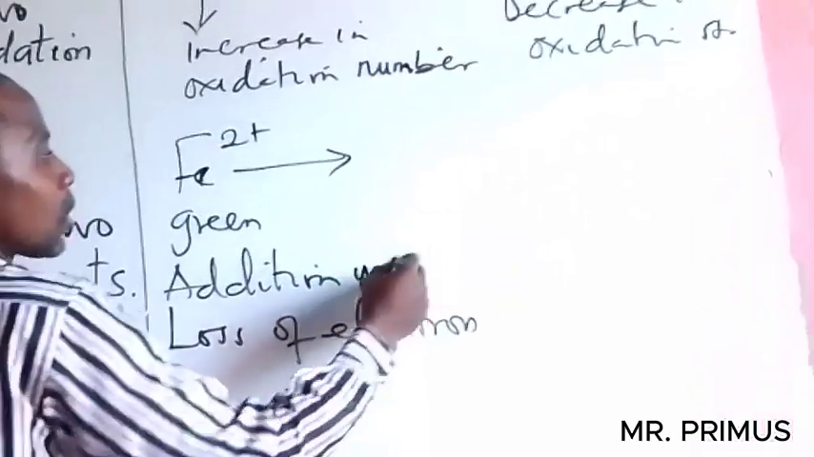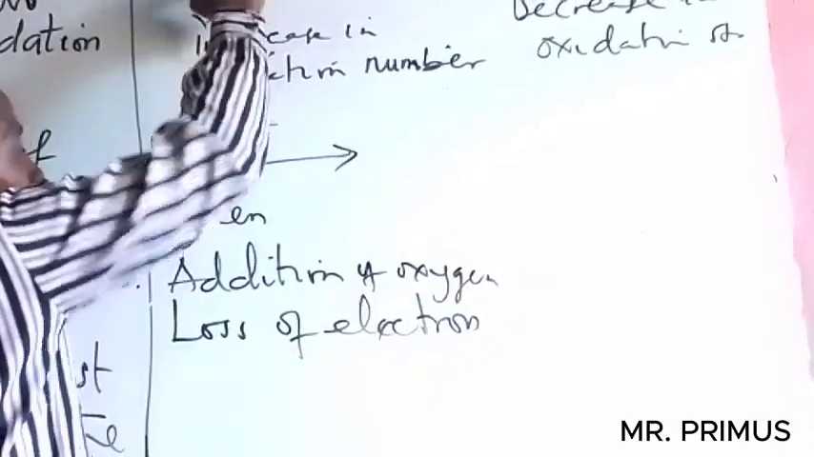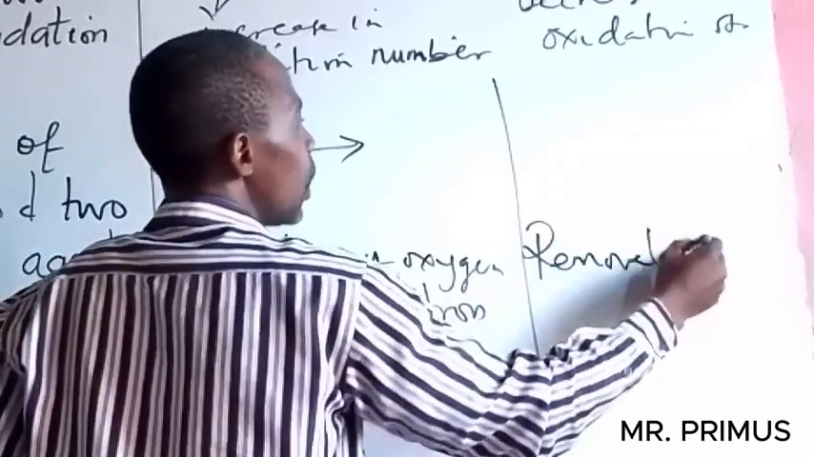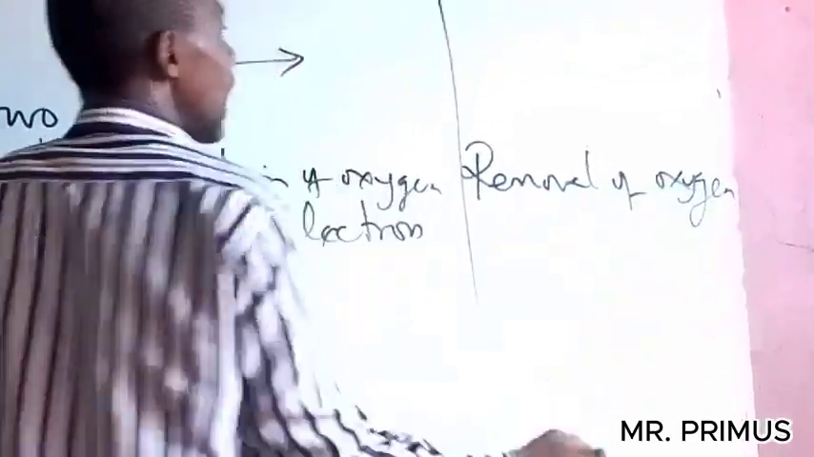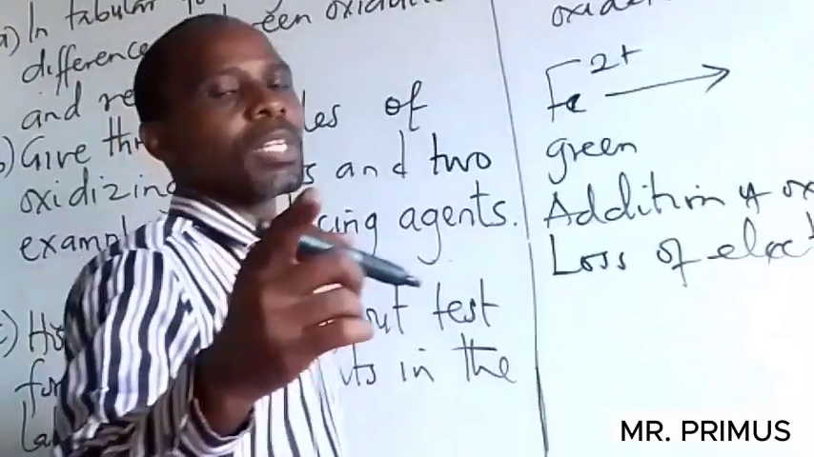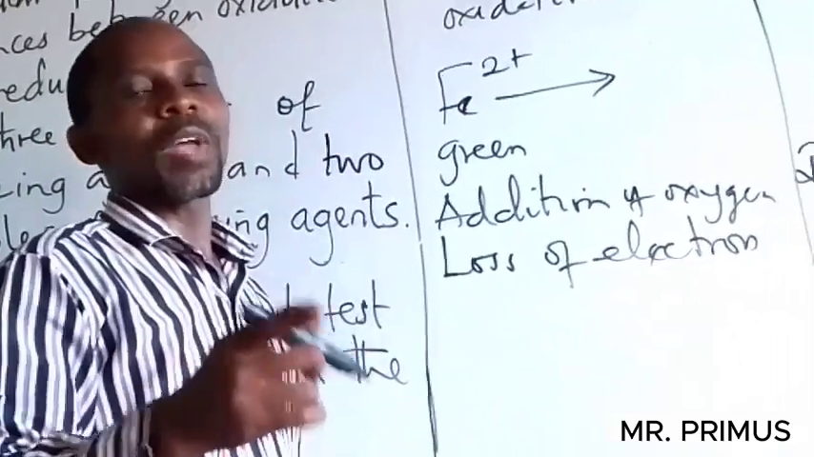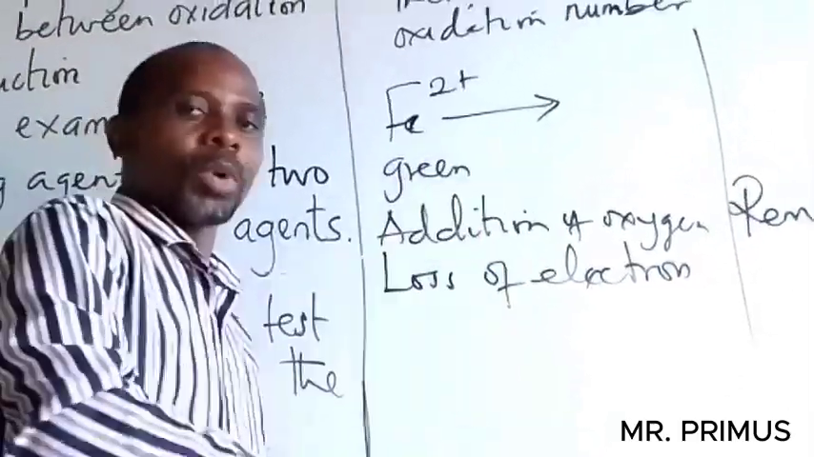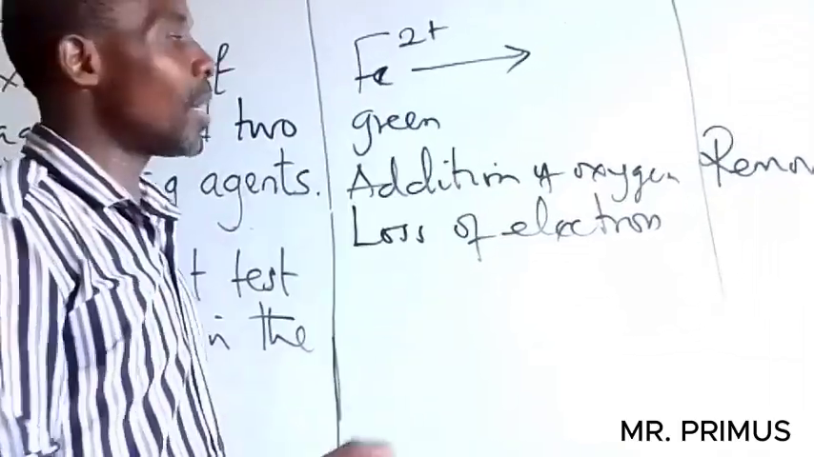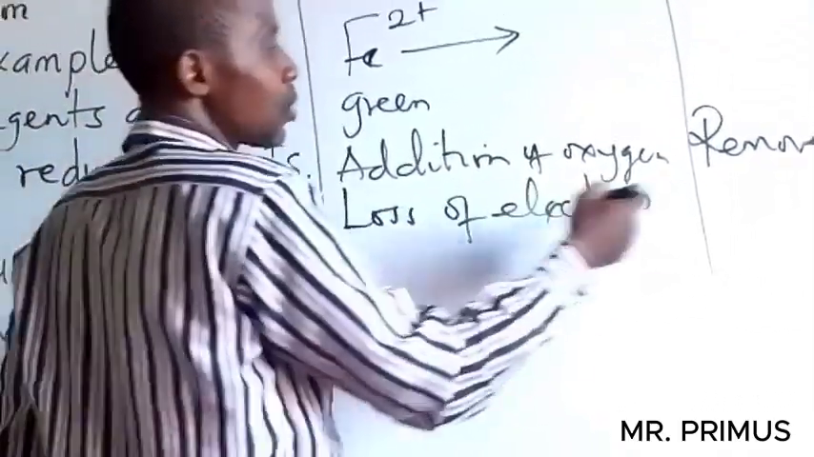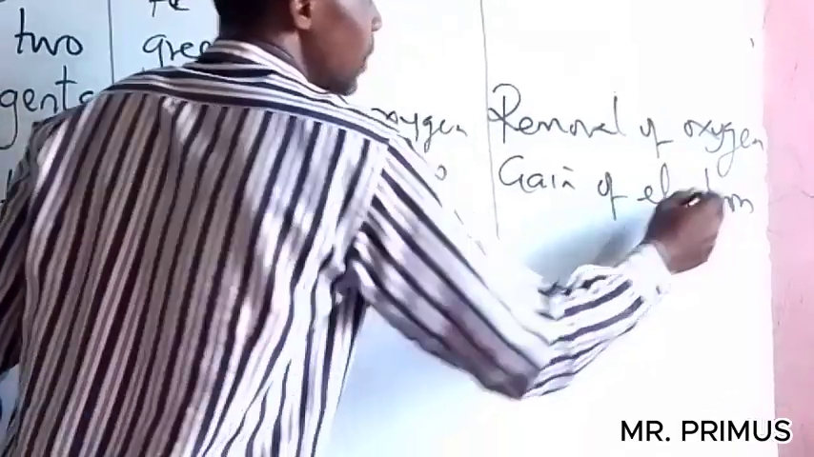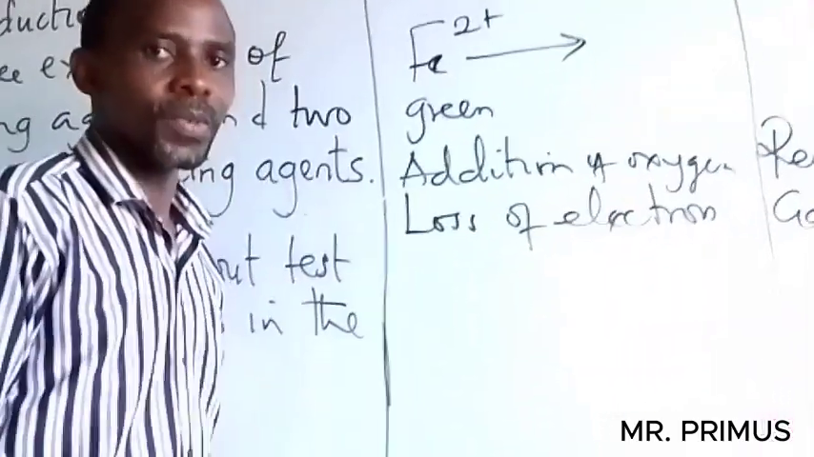Now, addition of oxygen is oxidation. This one is removal of oxygen. Now, you can also define it. I want to give you an assignment. Define oxidation and reduction in terms of addition and removal of hydrogen. Which one is addition of hydrogen? Which one is removal of hydrogen? Answer it in our comment section. So now, this one is loss of electron. This one is gain of electron. Alright. We'll continue.